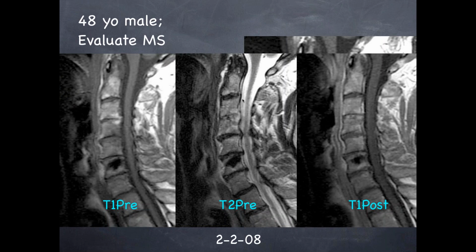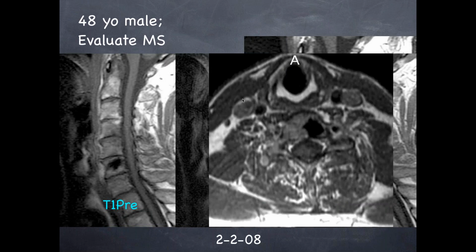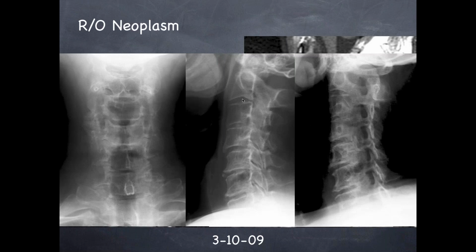So we have sagittal T1 pre, T1 post, and a T2 pre. We see on the post, there's no enhancement within the cord. On axial, there's an area of signal void or low signal, like the last one. Now the patient then came back a year later, and these are the plain films. So there's a lucency at the vertebral body, C6.